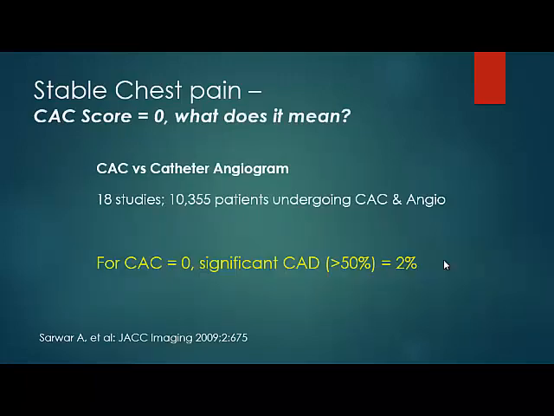So what does it mean? There were studies performed in the early last decade in which patients were undergoing invasive angiogram and also had CT calcium scoring. There were 18 such studies totaling around 10,000 patients, and they showed that if you have a calcium score of 0, then the chance of having more than 50% stenosis in the coronary arteries is around 2% or less. And these were patients with typical angina who were undergoing invasive angiogram.